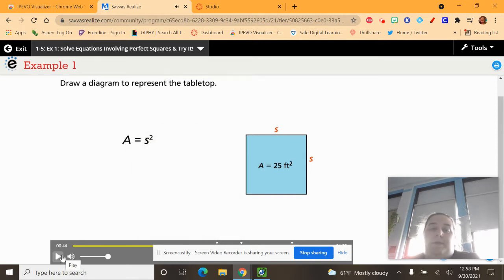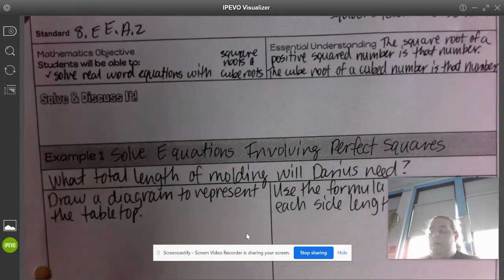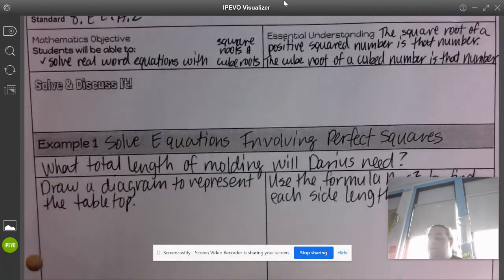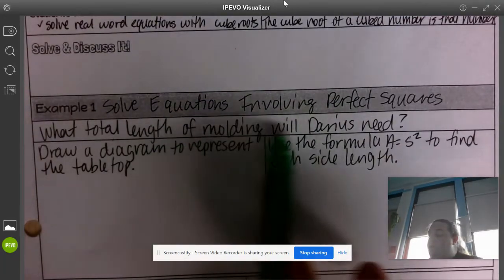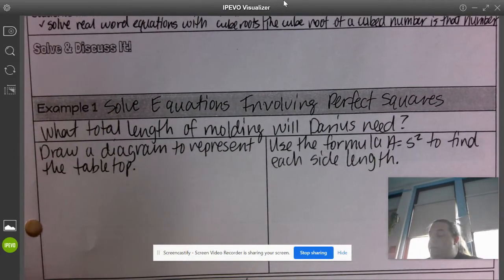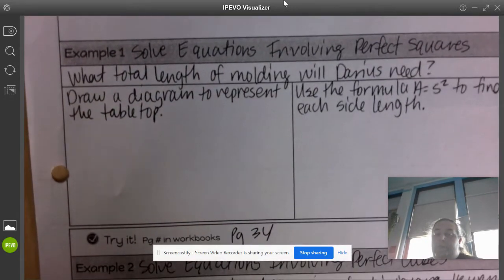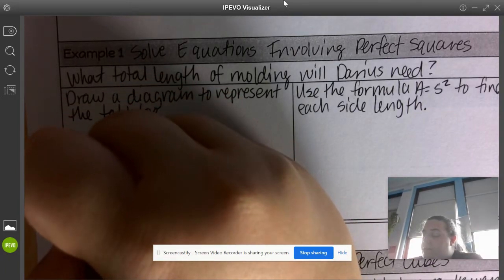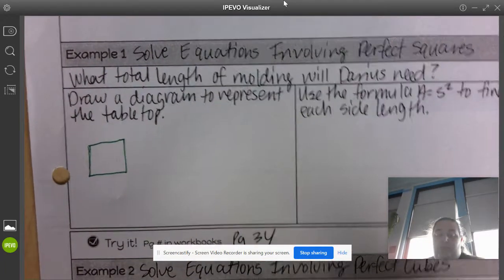All right, so I'm going to stop here with the video so we can see what we're looking to solve. I'm going to switch over to the notes. So once again, this is what the notes look like. So the first example is, what is the total length of molding that Darius will need? So I liked how they draw a diagram. I'm a big fan of the visual, especially when you're working with shapes.